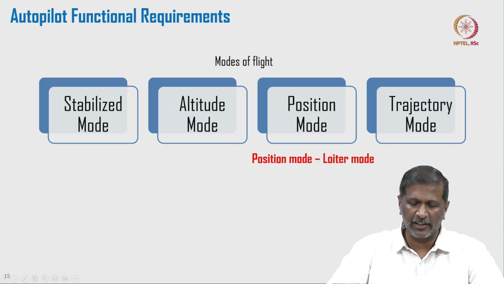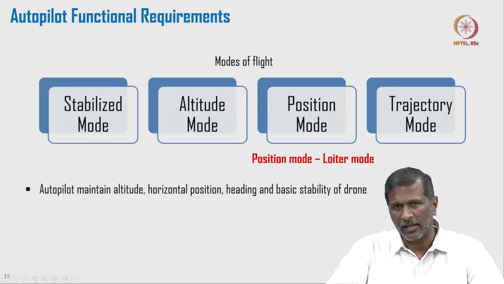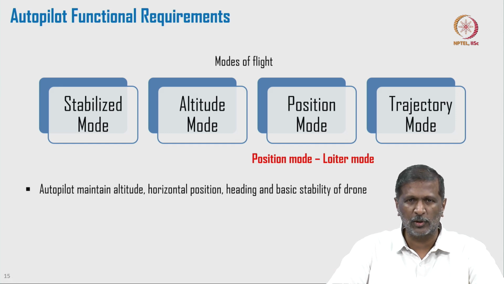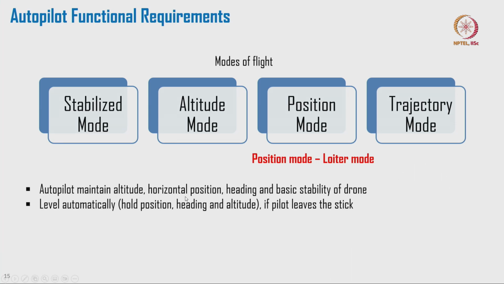Position mode, or loiter mode: the autopilot maintains altitude, horizontal position, heading and basic stability. The autopilot takes over more responsibility and reduces the workload on the remote control pilot. It levels automatically and holds its position, heading and altitude if the pilot leaves the stick. If the pilot gives a velocity command, it will just respond to it. If he leaves the stick, it holds position, altitude and heading.